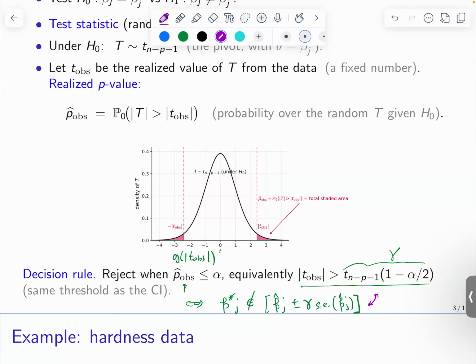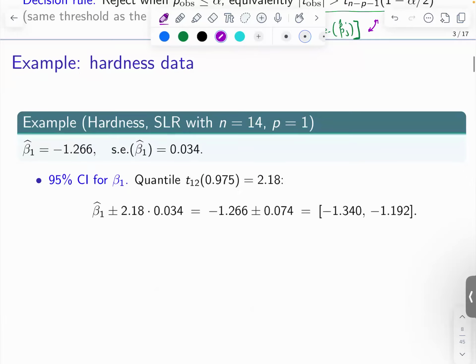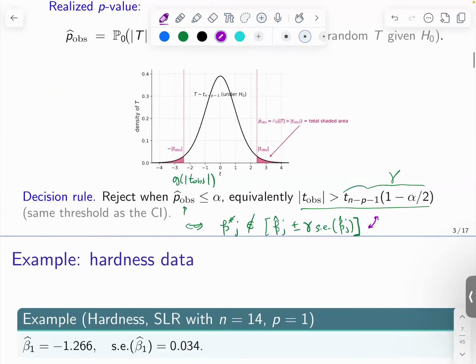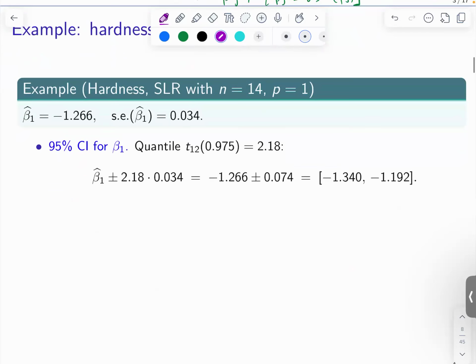Okay. That's kind of the same idea. Any questions? Okay, I'm assuming that these are kind of familiar.